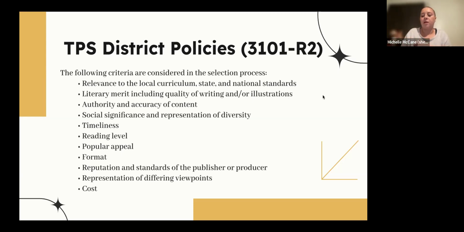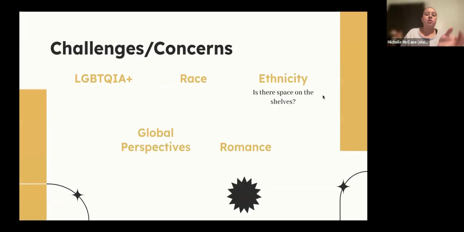But the challenges and concerns, oh, see, I made a typo. If you guys were my students, you could call it out and get points. These are the kind of challenges and concerns that come up in the books that we are picking. These are the things being talked about in school board meetings and that sort of thing.